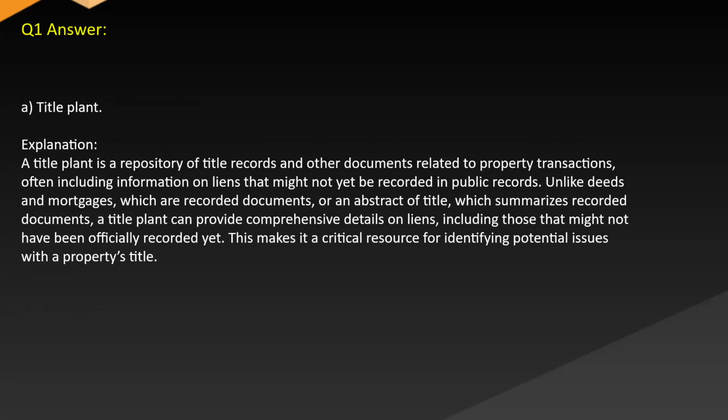Answer A. Title plan. Explanation. A title plan is a repository of title records and other documents related to property transactions, often including information on liens that might not yet be recorded in public records. Unlike deeds and mortgages, which are recorded documents, or an abstract of title, which summarizes recorded documents, a title plan can provide comprehensive details on liens, including those that might not have been officially recorded yet. This makes it a critical resource for identifying potential issues with a property's title.